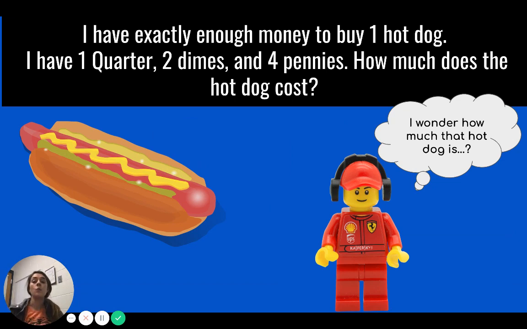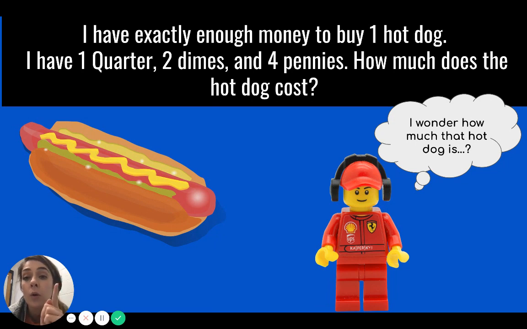All right, this one, I would highly encourage you to get out a piece of paper, because sometimes you need a scratch piece of paper to work out a problem. So we're not going to do this one together. You're going to do this in your math notebook or your math journal. But here it is. I have exactly enough money to buy 1 hot dog.